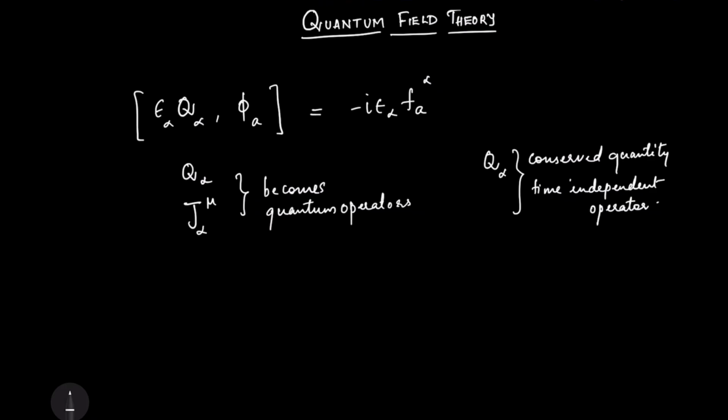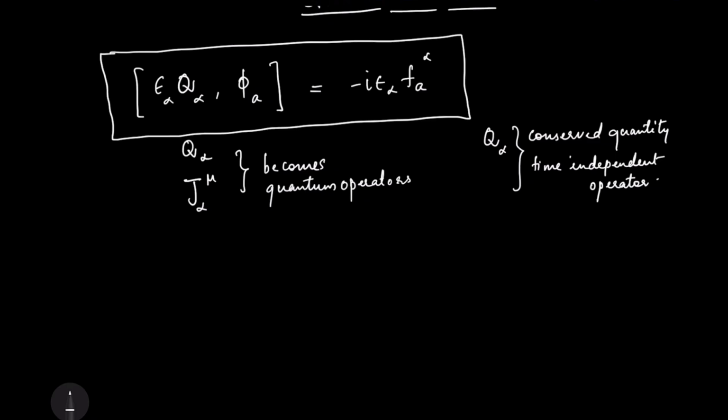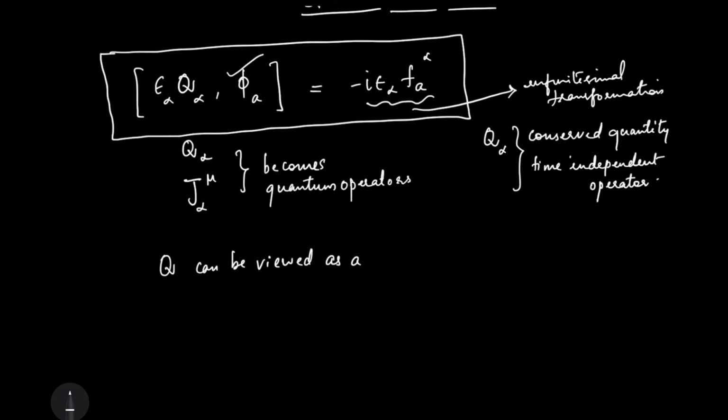This charge can play a more important role. We will very soon see that the charge Q can be viewed as a generator of symmetries. We will show that the commutator is minus i epsilon alpha f a alpha, where this is the infinitesimal transformation. Which means that this commutator of epsilon alpha Q alpha with phi a generates an infinitesimal transformation. Therefore the charge Q can be viewed as a generator of symmetries.